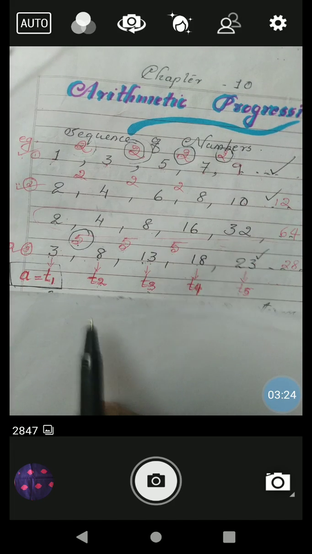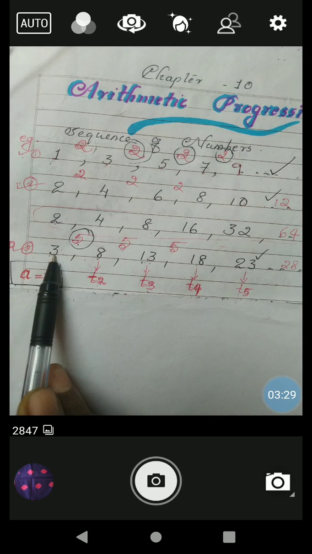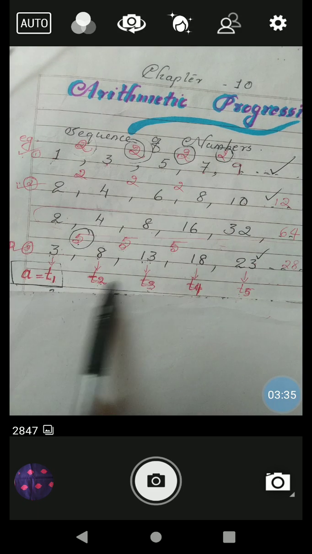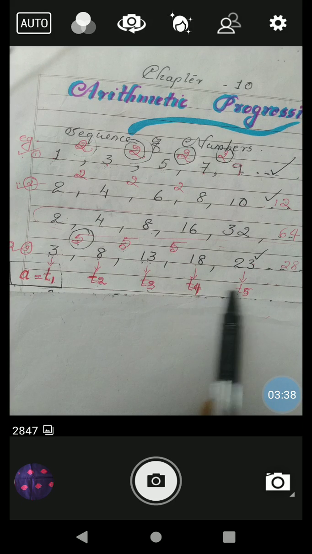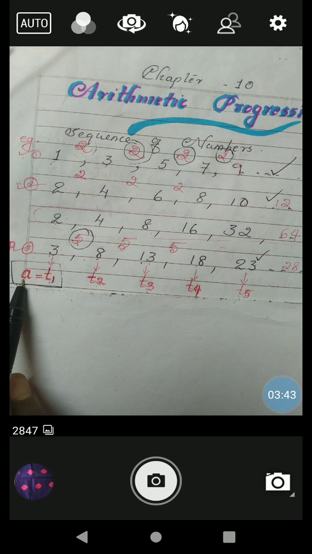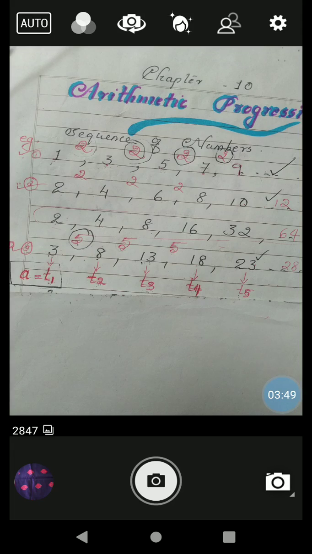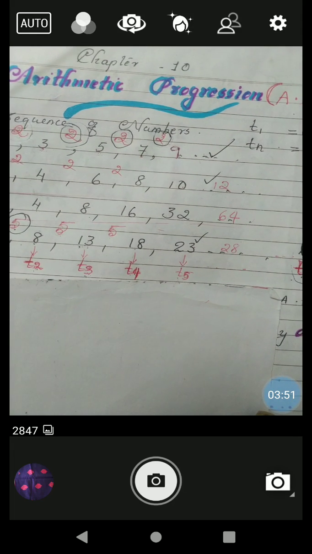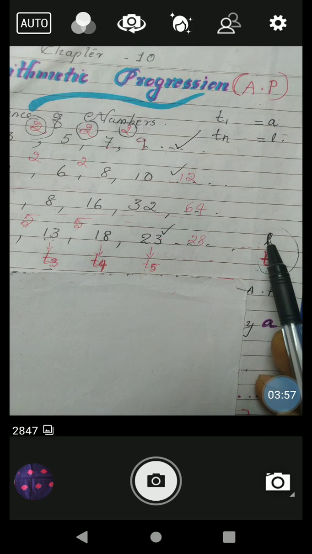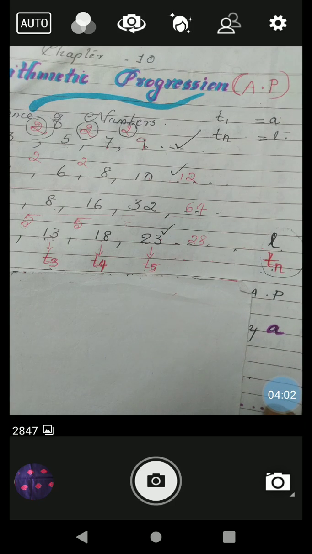And consider the 4th example. In the 4th example, the first term we can write as T1, term 1. Second, T2. Third, T3. Fourth, T4, like this. And the first one can be represented by another letter also, that is A. A equal to T1. And suppose there are n terms, we can represent the last term as L, or Tn. First term is A or T1.